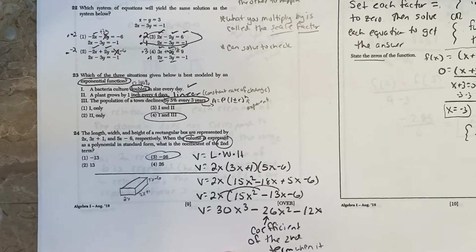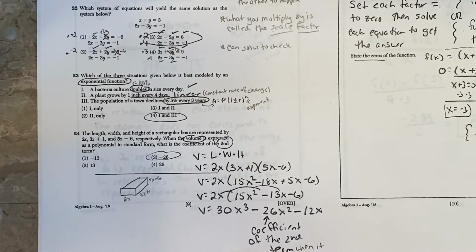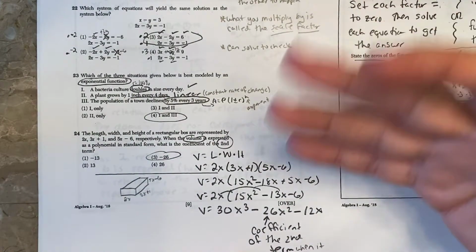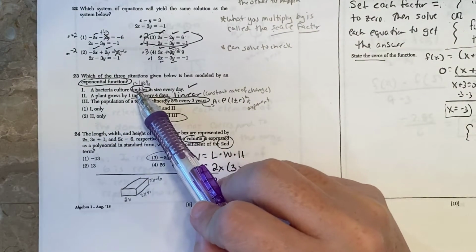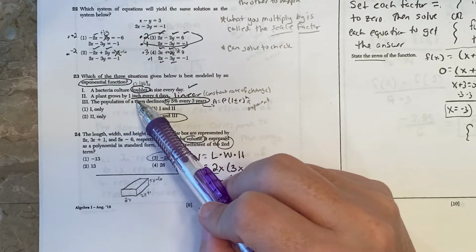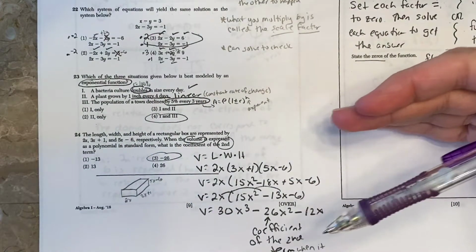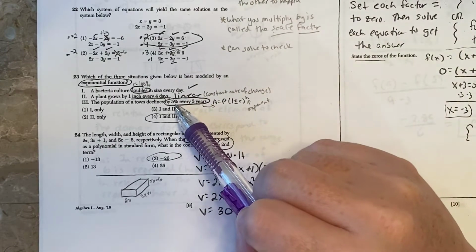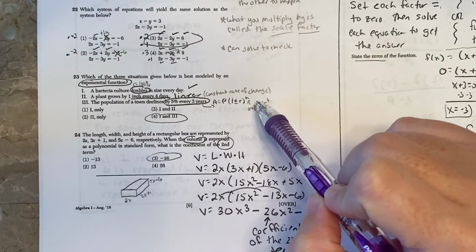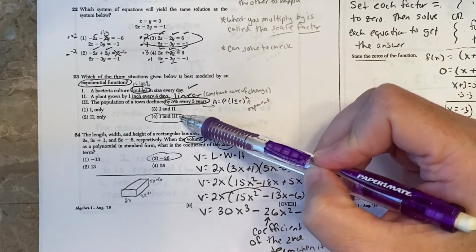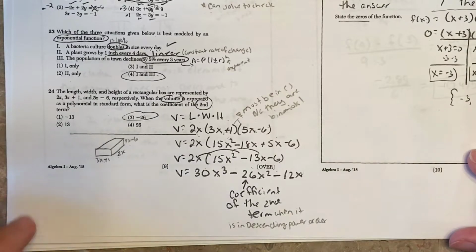All right, 23. Which of the 3 situations given below was best modeled by exponential? So exponential, you're looking for exponents, percents, double, triple, something like that. So here we go. Doubles. That's automatically exponential. Okay, a plant grows by 1 inch every day. That's something constant, every day, the same exact thing. That's going to be your linear. Here I see a percent, so I know that's definitely exponential. That's exponential growth, exponents, so it's going to be 1 and 3. So that's that.